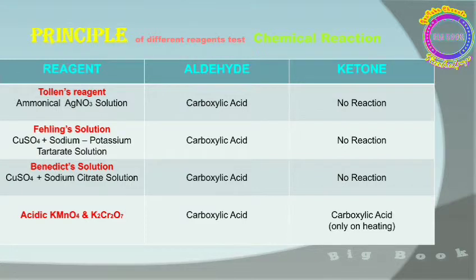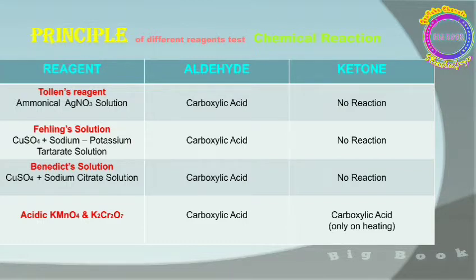In this, copper sulfate plus sodium potassium tartrate solution is present, which readily reacts with the aldehydic functional group of the simple sugars. Further, it is also not going to react with the ketone. Next is Benedict's solution, which is a mixture of copper sulfate and sodium citrate. This solution reacts with the aldehydic functional group, giving rise to the carboxylic acid and the precipitate, and it is also not going to react with the ketone.